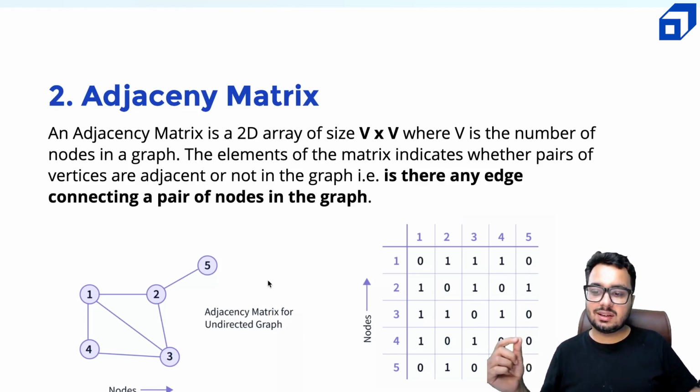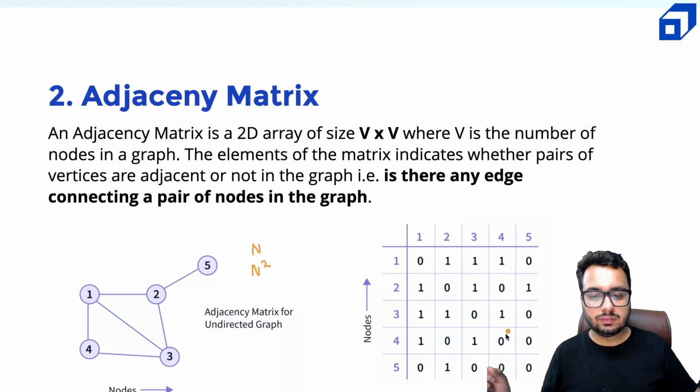One disadvantage is that you are going to waste a lot of space. In most graphs, if you have n nodes, you might not have n square edges. That means a lot of zeros will be there in the matrix, which leads to space wastage.